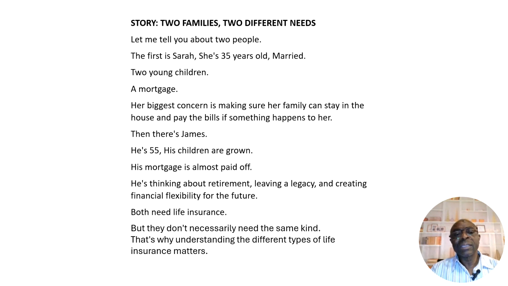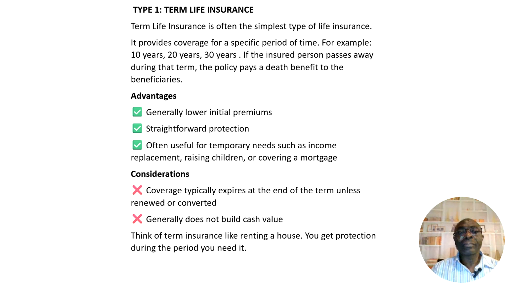Then we have James. He is 55 years old. His children are grown. His mortgage is almost paid off. He's thinking about retirement, leaving a legacy, and creating financial flexibility for the future. Both of them need life insurance, but they don't necessarily need the same type. That's why understanding the different types of life insurance really matters.